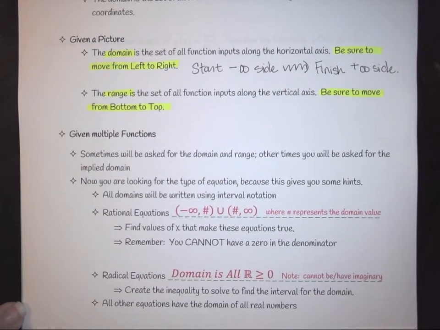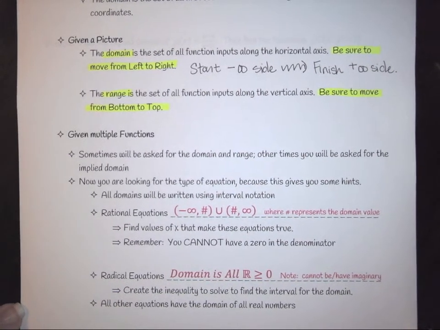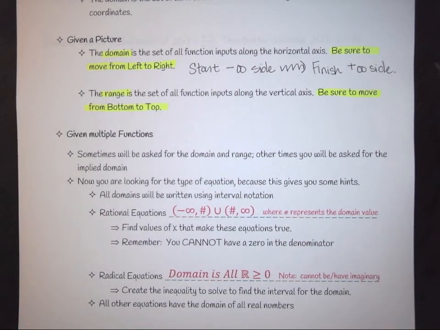Now, the last way is if you're given functions. So sometimes you are asked to find the domain and range of your function, and other times you're asked for what's called an implied domain. When you're looking for your domains, there's a couple things or hints that I can give you. First, we have two types of equations that cause problems. The first type is rational, i.e. fractions.